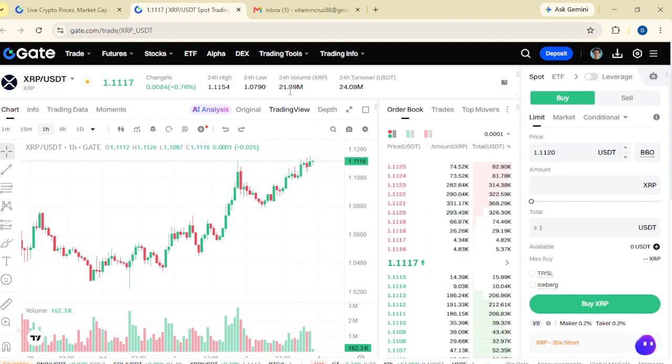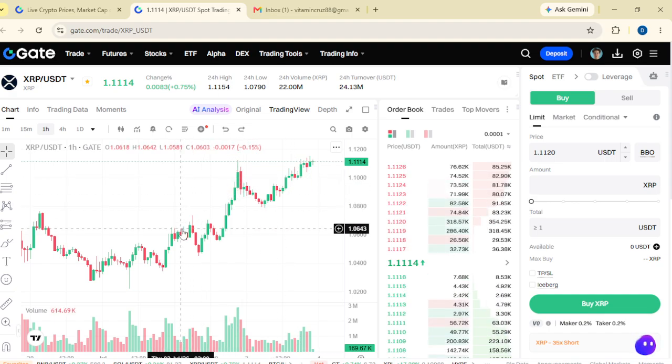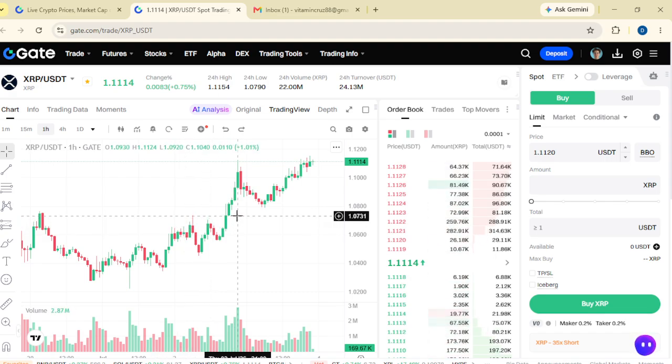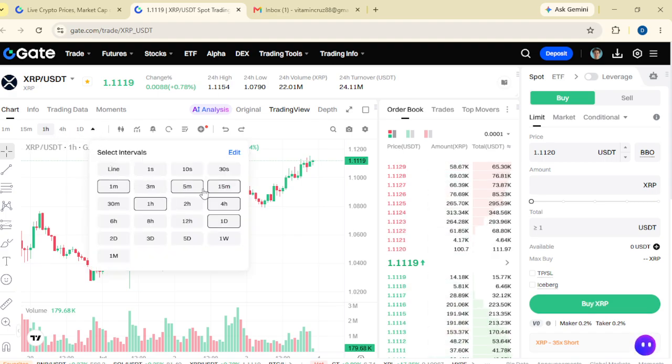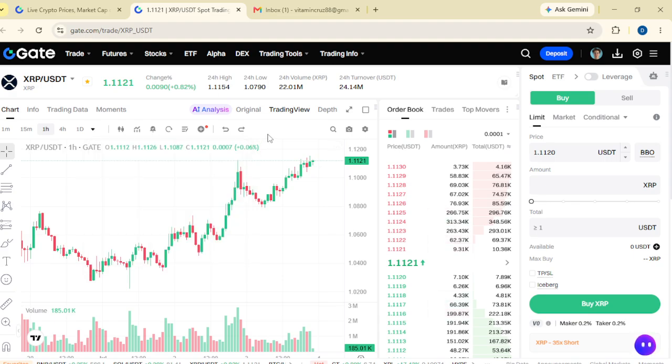By default, Gate uses a candlestick chart, which is one of the most popular chart types among traders. Each candlestick represents the price movement over a specific period of time. You can change this time frame by selecting options like 1 minute, 5 minutes, 15 minutes, 1 hour, 4 hours, 1 day, or even 1 week. Shorter time frames are useful for day traders, while longer time frames help identify broader market trends.